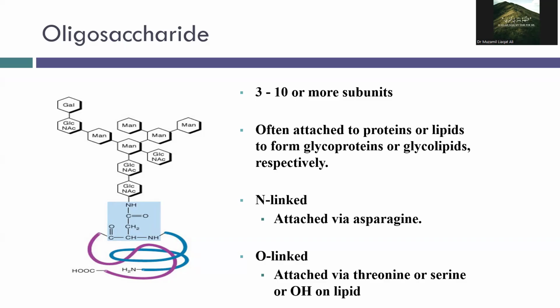Two major types of attachments exist in oligosaccharides. The very first one is the N-linked. The N-linked is attached to the nitrogen atom of the asparagine residue. And the second one is the O-linked. O-linked is attached to the oxygen atom of serine or threonine, or to the hydroxyl group on lipids. This glycosylation is not random. It is highly regulated and plays a critical role in protein folding stability, trafficking, and biological recognition.